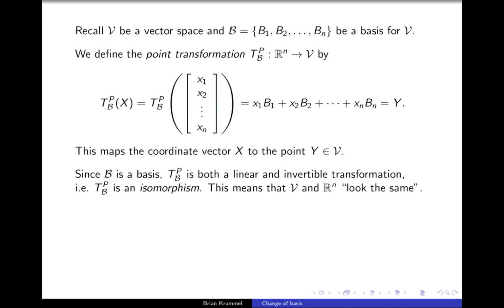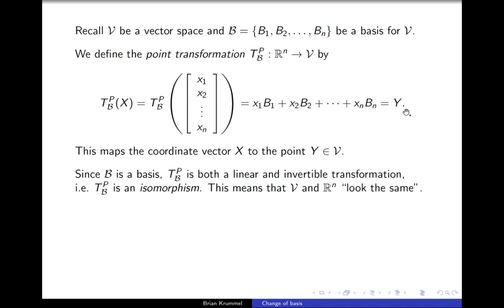Again, this isomorphism takes coordinates in Rn and maps to the point y in V. So when I add the coordinates, that just means I add the corresponding entries. Well, that's just adding the corresponding weights on the b sub i's here. So then linear combinations of coordinate vectors in Rn look the same as linear combinations of points in V. So this means that V looks like Rn.